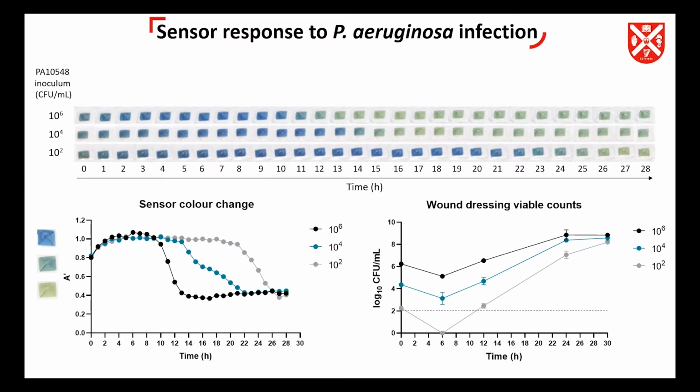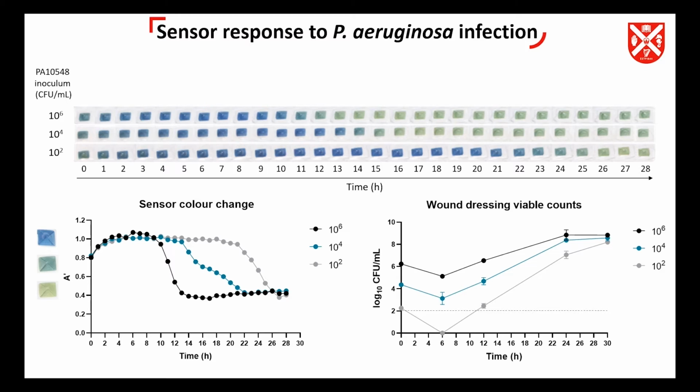We can then convert this image into a graph where the y-axis here stands for A apparent, which is the apparent absorbance, which is essentially just the colour change in a numerical term. And you can see that it transitions from blue through green down to yellow, and the time gaps in between obviously display that there's a difference in time between the inoculum and the sensor response.